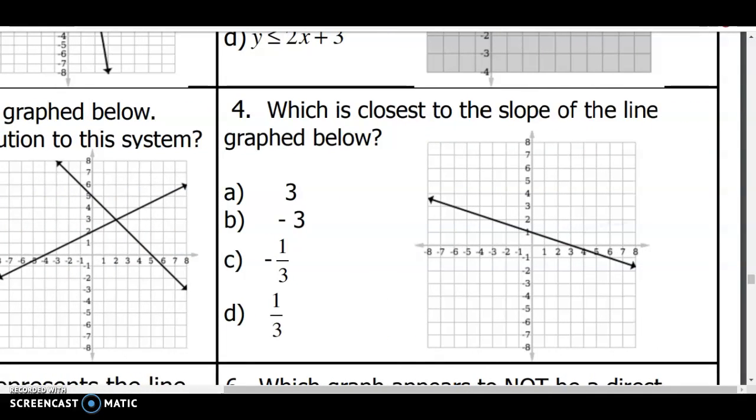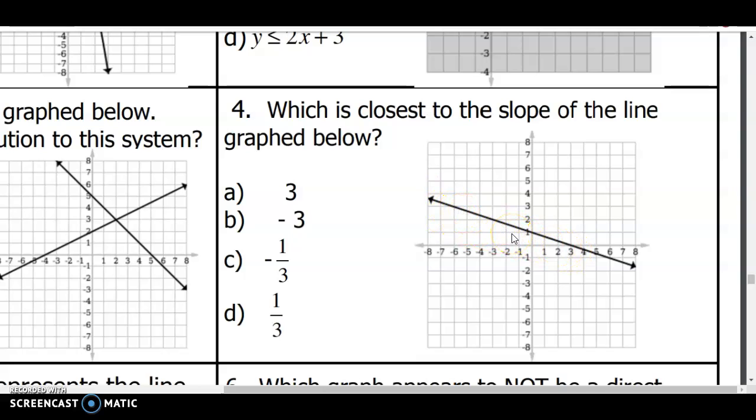Number 4, which is closest to the slope of the line graphed below? To find slope, we need to have 2 points, but I can go ahead and eliminate 2 answer choices because I can see that this line is going down, so it's a negative slope. So my answer choice is either B or C. I can also see that this is not very steep, so I know that my answer choice is probably less than 1. Hint, hint, answer choice C. Well, that's not a very good one because -3 is less than 1. But generally, when it's not as steep, your answer is going to be a fraction.